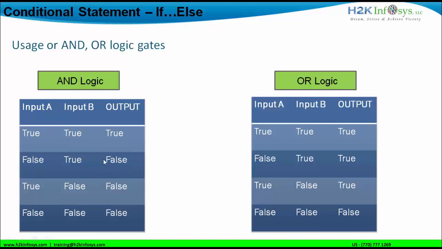Result is false. Here also it is false. Here also it is false. Here also it is false. Now the result is false in an AND logic when one of the conditions is false.